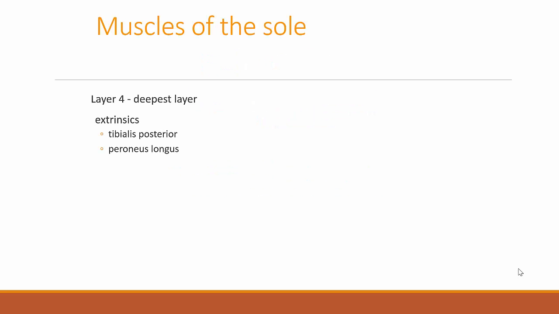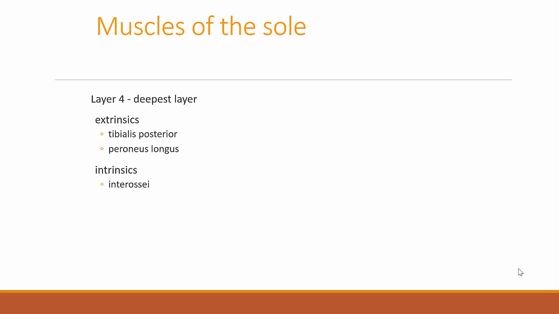So layer 4 is our deepest layer of our intrinsic muscles in the sole of the foot. It contains tendons of extrinsic muscles, so muscles running from the leg into the foot, and tendons that are found in this fourth layer are tibialis posterior and peroneus longus.